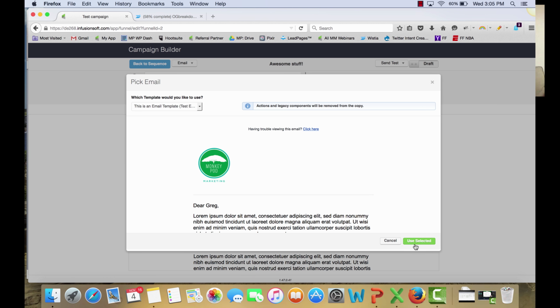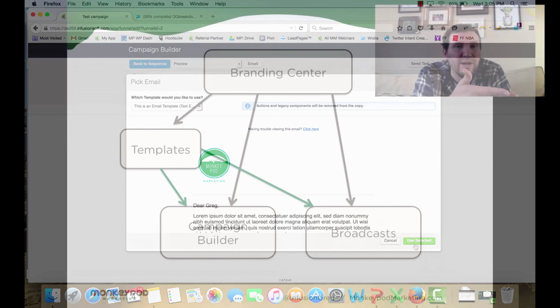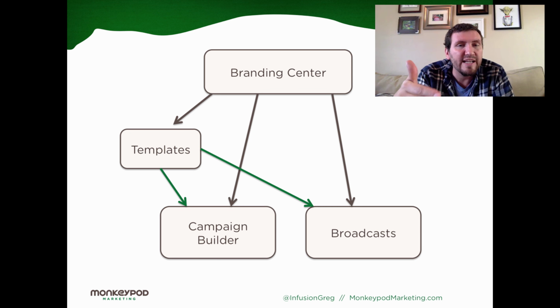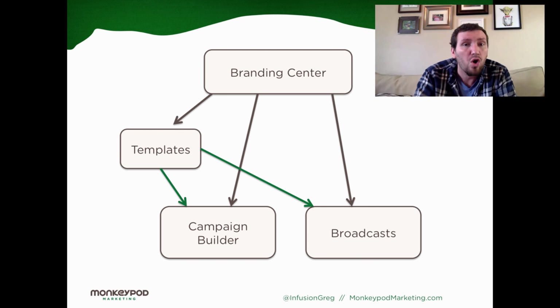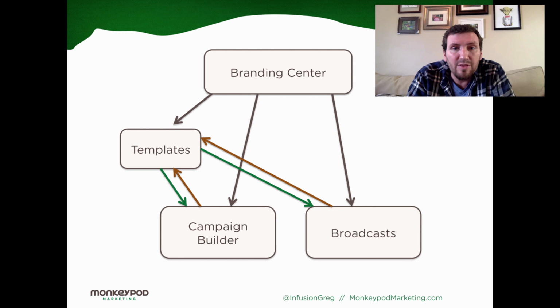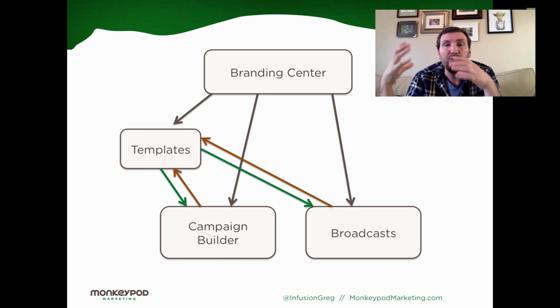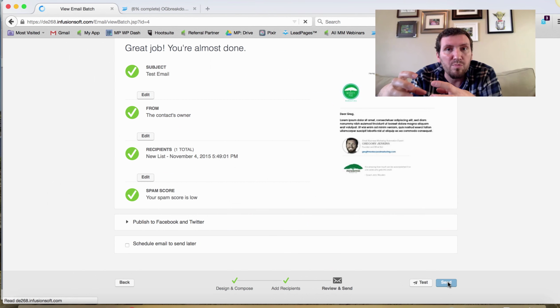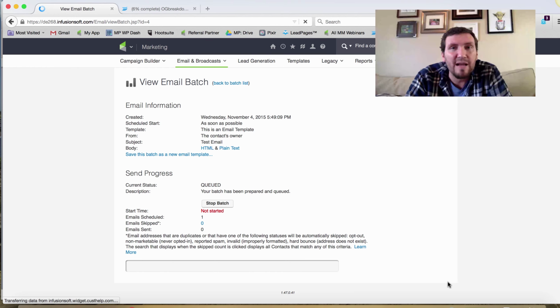So the templates section is fed by the branding center also, but the instances or the versions you create there, I sort of think of them like drafts, right? And then you can call one of those drafts up when you need it for either a campaign or a broadcast. Now, the last piece of the equation here is with broadcasts and with campaigns, you can save whatever it was that you built back to your templates library.